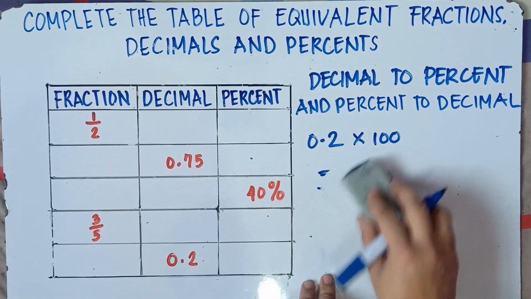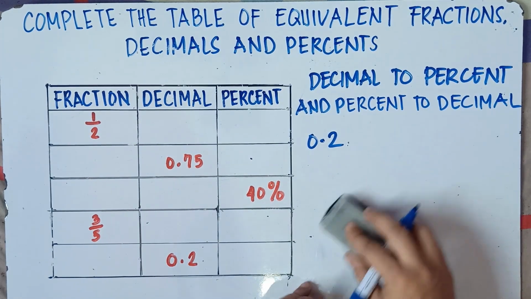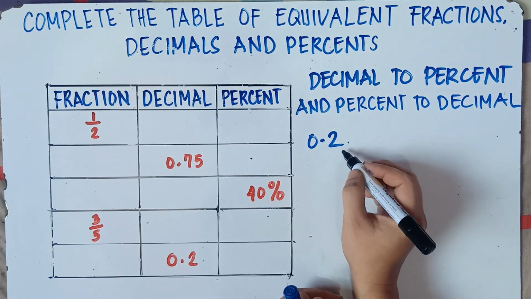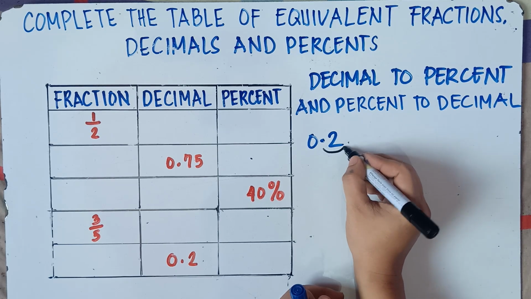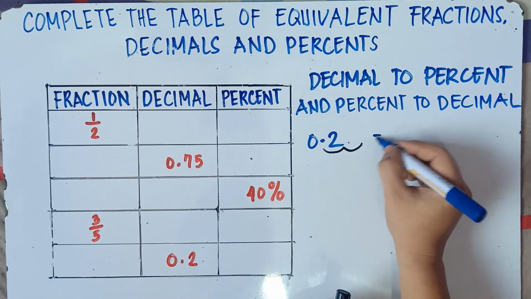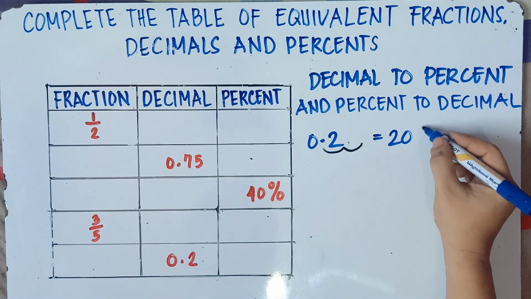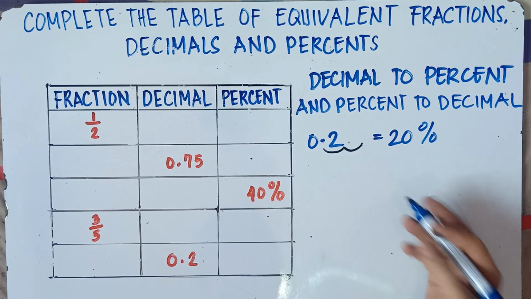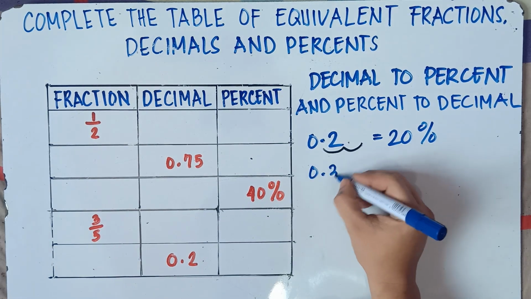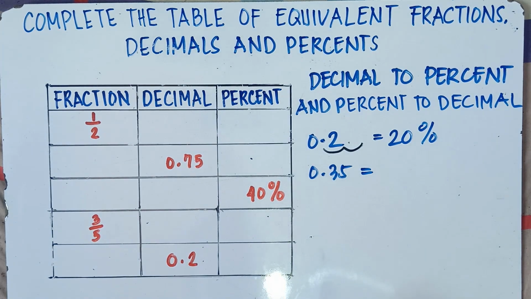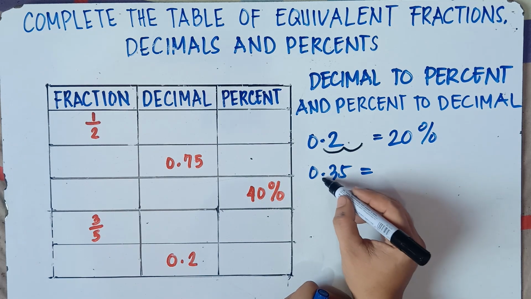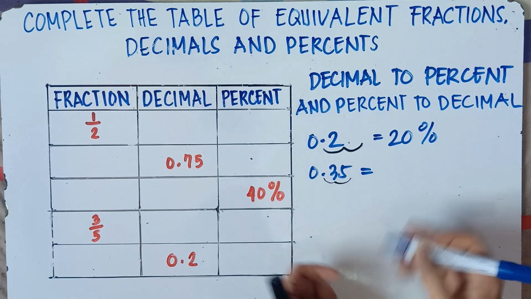But if you're not using the calculator, class, and you want to do it manually, very easy. Just simply move the decimal point from left to right twice. 1, then 2, that would be 20. Then put percent. That's it, class. Easy, right? Let's try another example, converting decimal to percent. 0.35. What's the answer, class? Do it manually. Just move the decimal point left to right twice. So 1, then 2, that would be 35%.